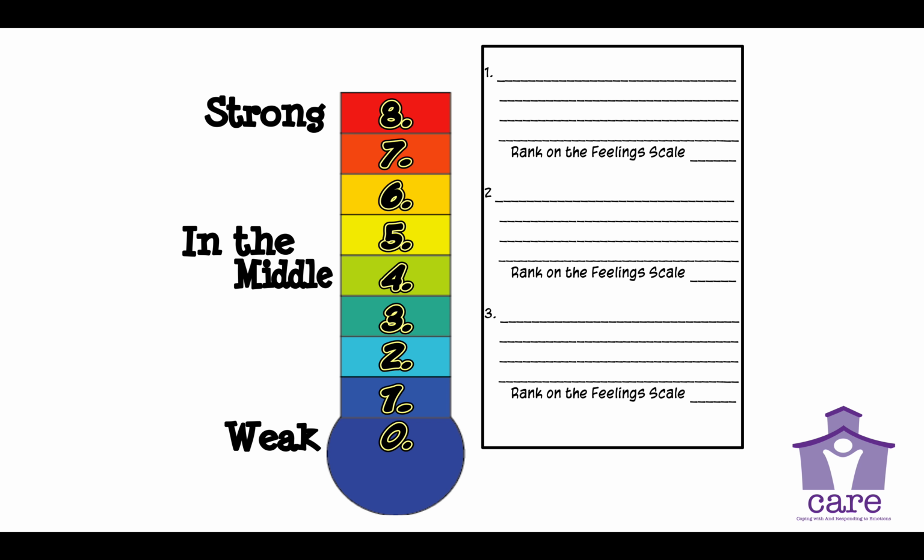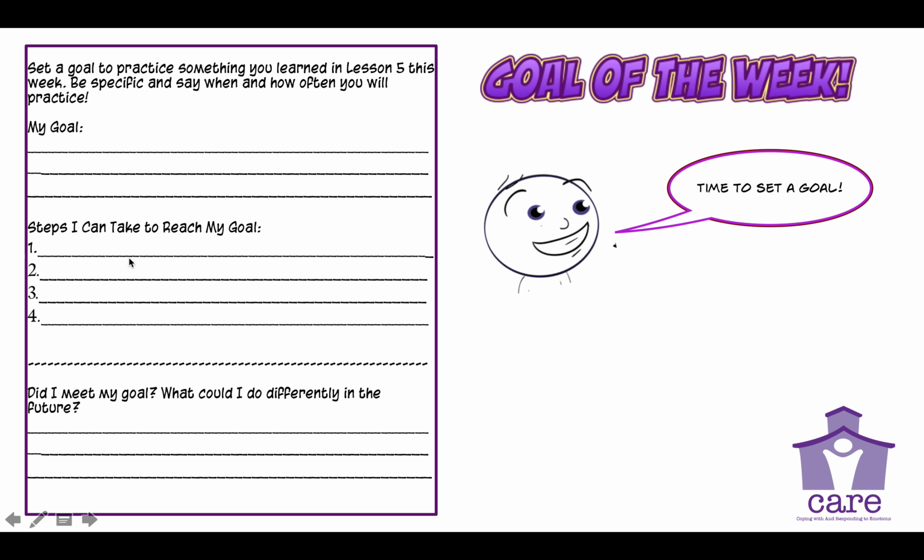So if time permits, you might consider sharing why this is important and why we did this activity. And then finally, don't forget to set your short-term goal for the week. So remind students that their goal needs to start with I will and include what the student will do and by what date, and have them set a goal to practice something they have learned in Lesson 5, and then identify steps to take to reach their goal.